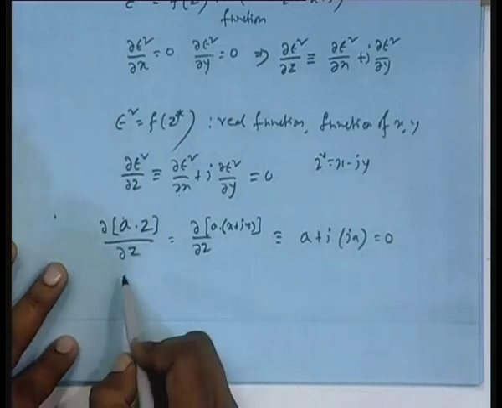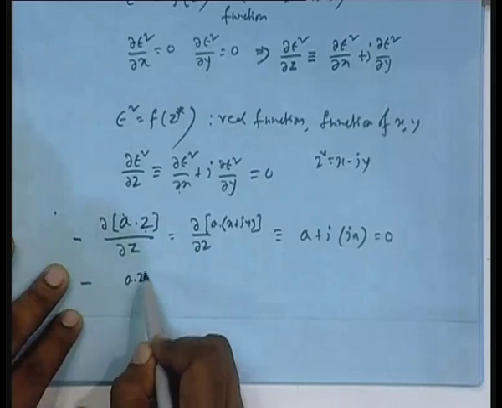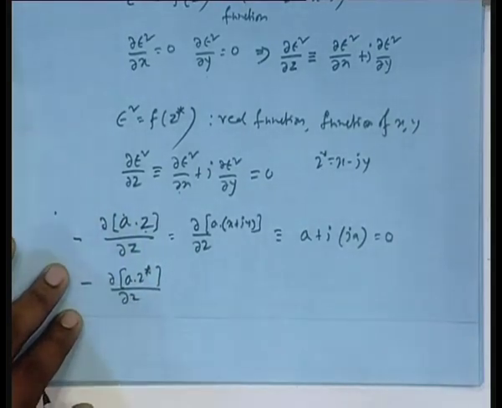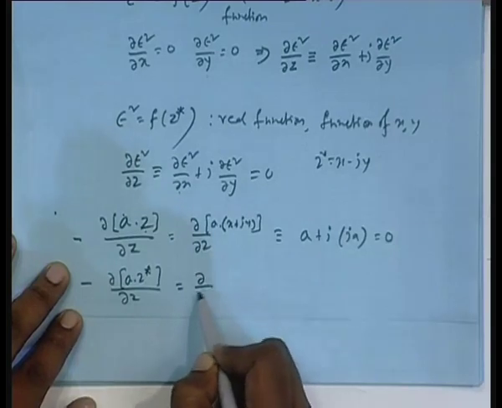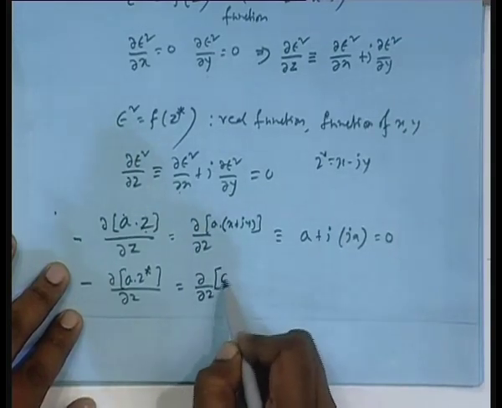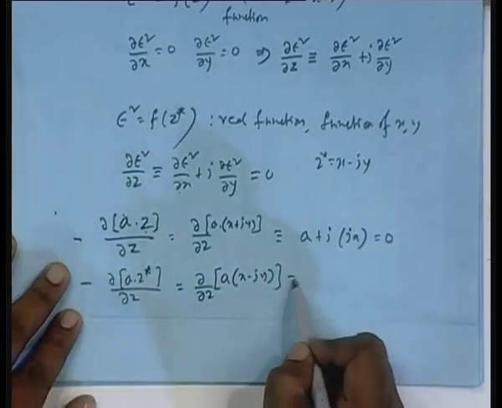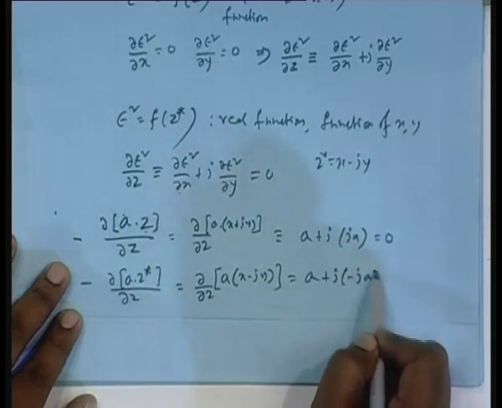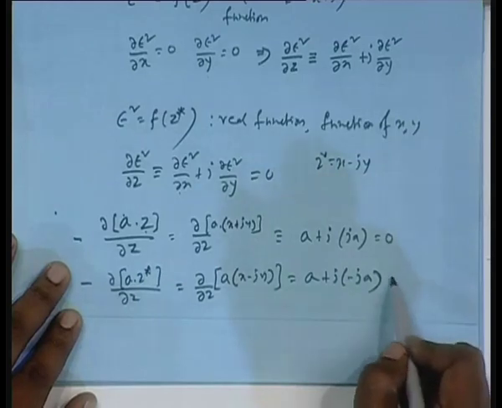On the other hand, if it is not z, but say a into z star, a into z star, then that means you get a and plus j times minus j a, isn't it? So, you get 2a.